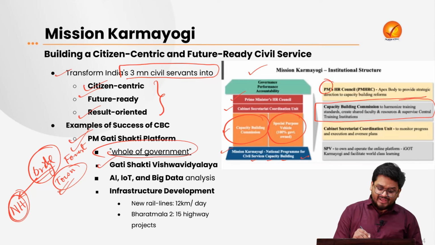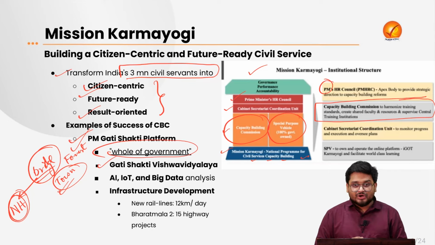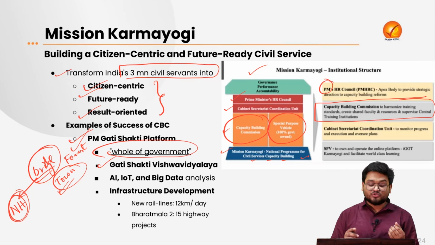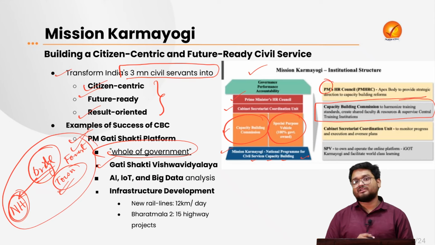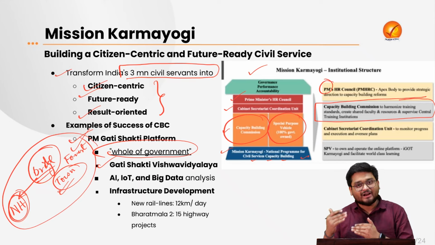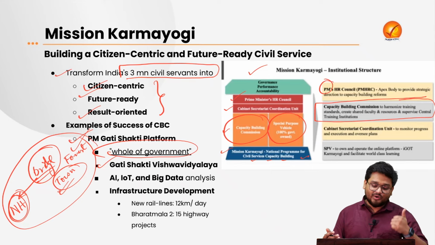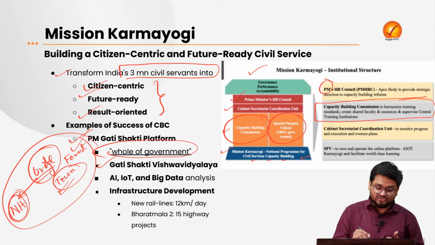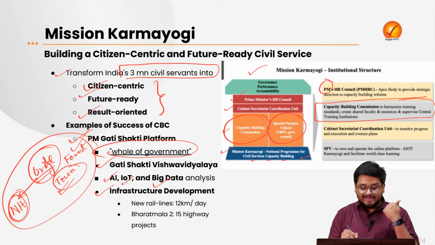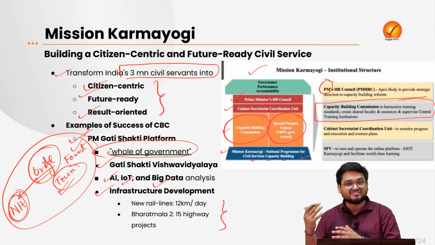Here we have the Gati Shakti Vishwavidyalaya, or Gati Shakti University, which is training all the government officials to work on the harmony of such projects. So it is a very important task for the various ministries to be in coordination with each other. This coordination is being taught here, along with the use of artificial intelligence, Internet of Things, and big data analysis.